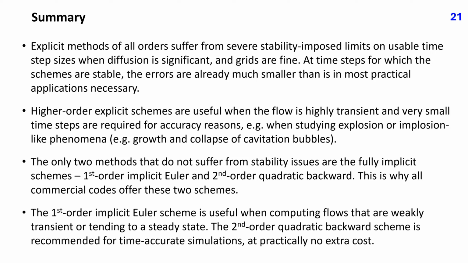The only 2 methods that do not suffer from stability issues are the fully implicit schemes, first order implicit Euler and second order quadratic backward. This is why all commercial codes offer these 2 schemes. The first order implicit Euler scheme is useful when computing flows that are weakly transient or tending to a steady state. The second order quadratic backward scheme is recommended for time accurate simulations at practically no extra cost.